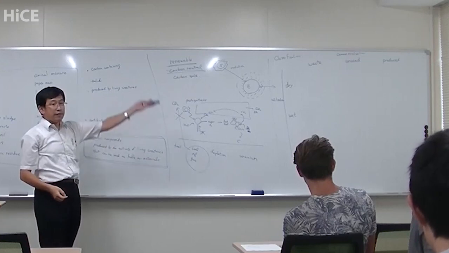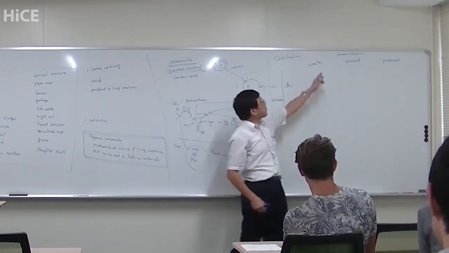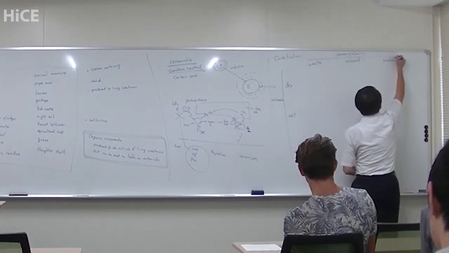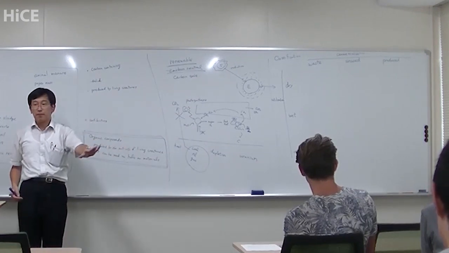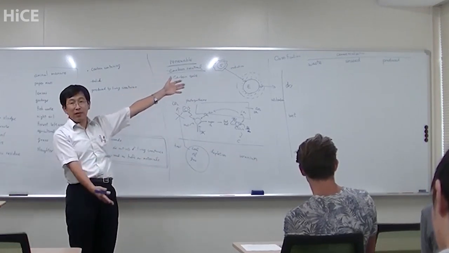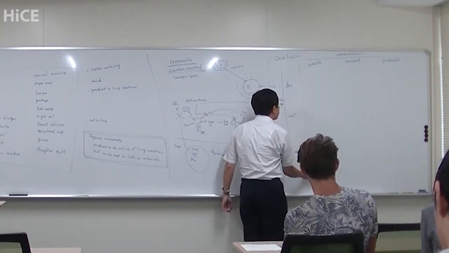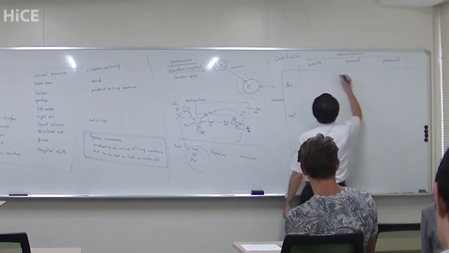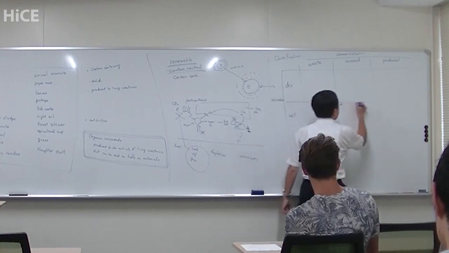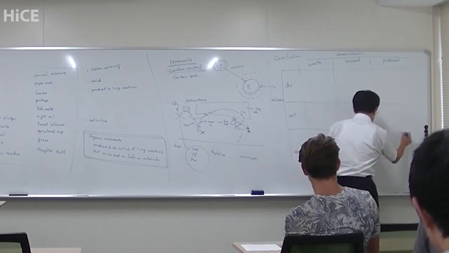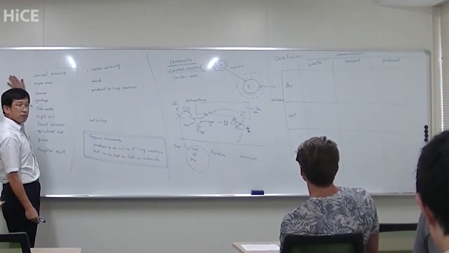So we can classify biomass from the utilization, dry or wet or other. From the viewpoint of commercialization, waste or unused or produced. In this way, we can classify the biomass. And we have an overall view of what kind of biomass exists. Then, let's classify the biomass.